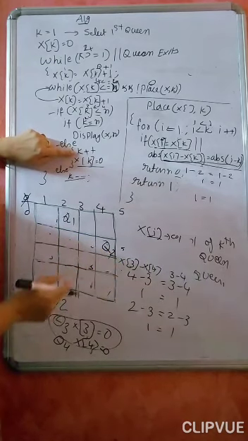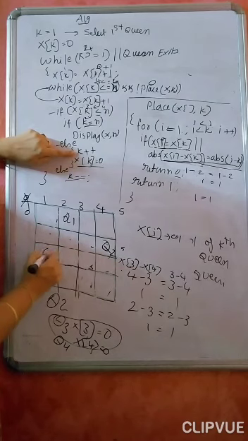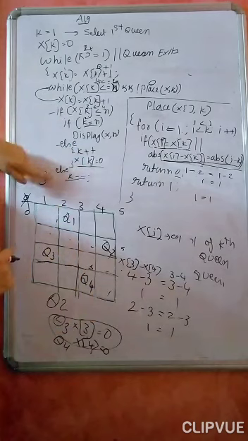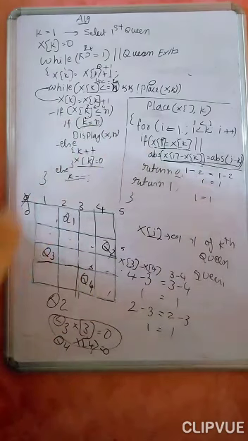Then again come to the k plus plus. Try to place queen 3 in this. Yes, okay. Now k plus plus will become 4. Now try to place the Q4 here. Yes. So all the conditions are satisfied. Now we will come to this one and the display function will be called.